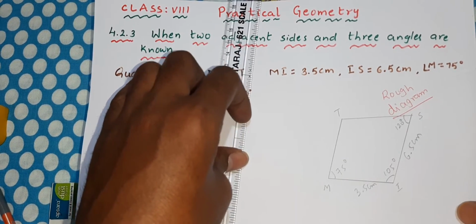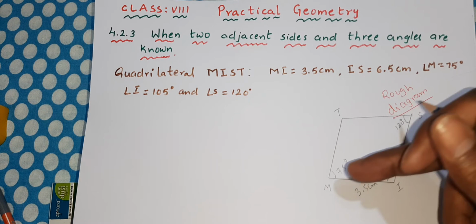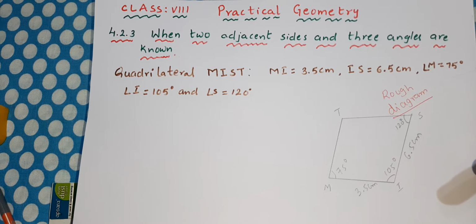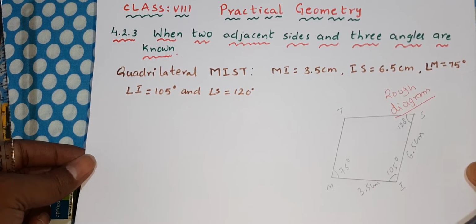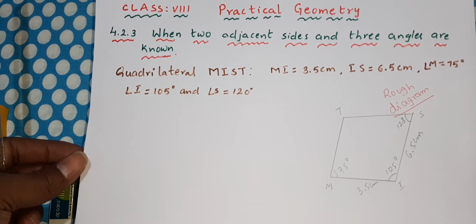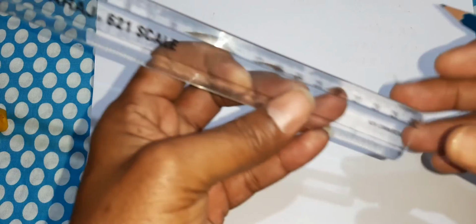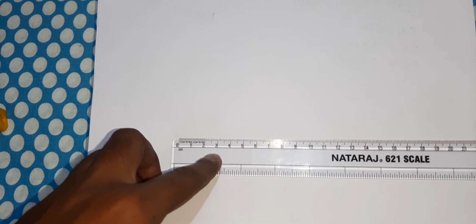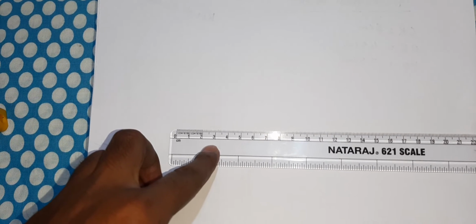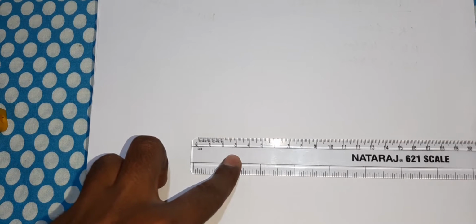Right children? So now first we are going to draw the line segment IS or MI, your wish, whatever you want you can take. Right? Let us start with MI. Right children, so after constructing the rough diagram, we need to draw the actual figure, right? So now here MIST, first of all I am going to draw IS, that is 6.5 centimeter, right?